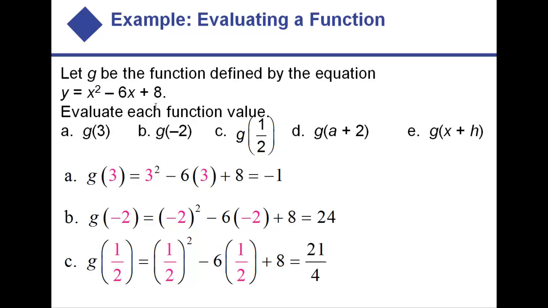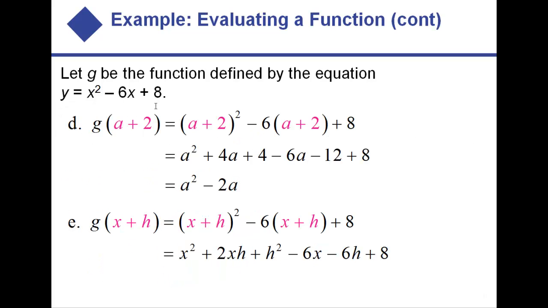So g of 3 just means plug in 3 for x. So you square it, have -6 times it, then add 8, and there's your answer of -1. And you can follow the rest as well. So evaluating functions just means put in the number for your x. Now D and E are going to be a little interesting.